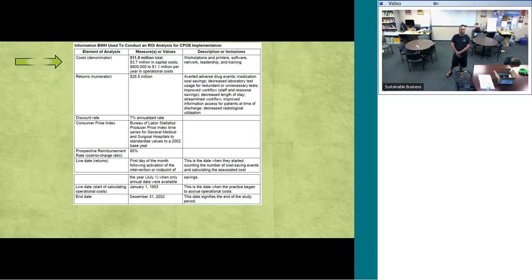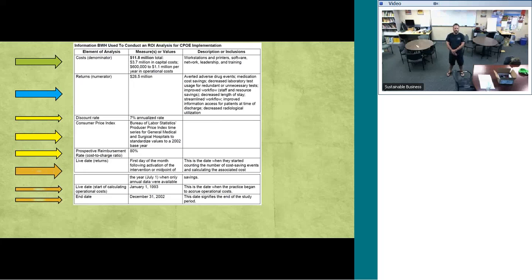So you see the costs, $11.8 million. Your returns are going to be $28.5 million. And then you have also other factors to take into account, too. Discount rates, your depreciations, reimbursement rates, all different factors that can play a part when you have longer periods of time, more than a year. You would start getting into those rates when you start talking about 5, 10, and 10 plus years.